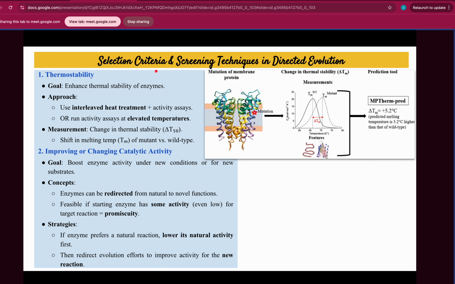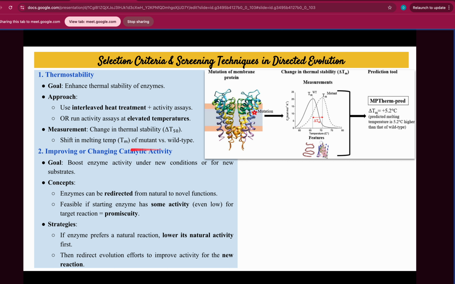And now the selection criteria. How do you select whether you should keep the mutation or not? The first criterion is thermostability. If your goal is to enhance the thermal stability of enzymes, you will check using different assays. You will do interleaved heat treatment, and then check how the activity is at that temperature. So you compare the wild type and mutant activity. If at higher temperature the activity is stable, then you can proceed with that mutation. You can measure the thermal stability and look for the shift in the melting temperature, where your protein gets degraded.